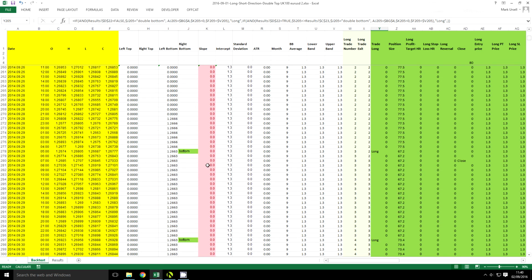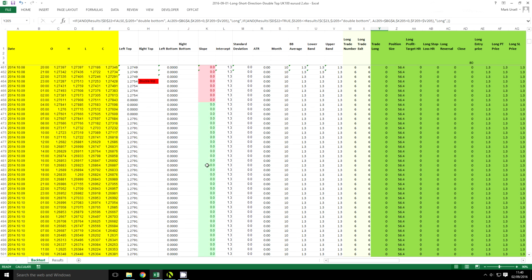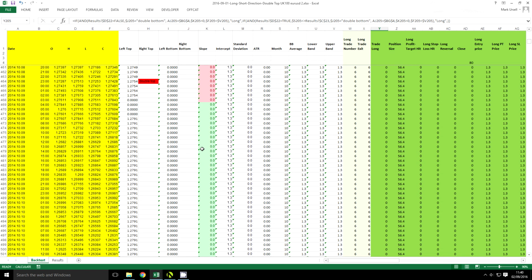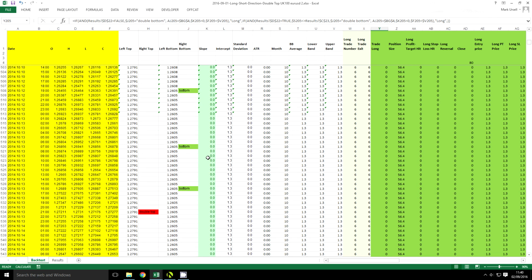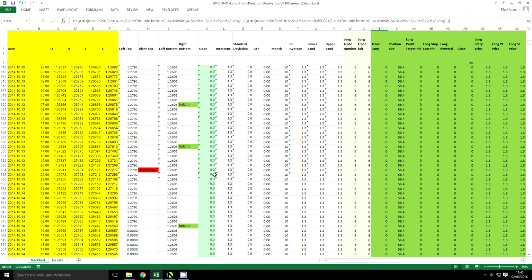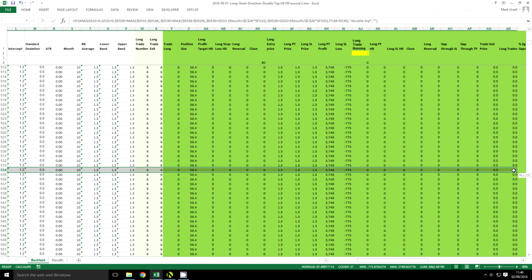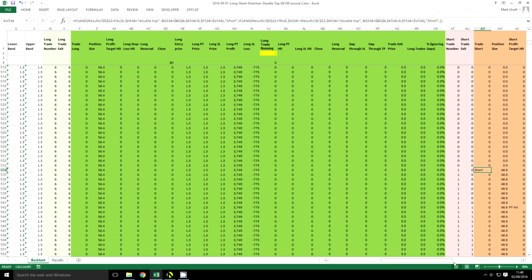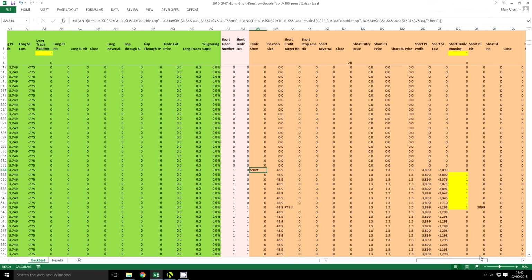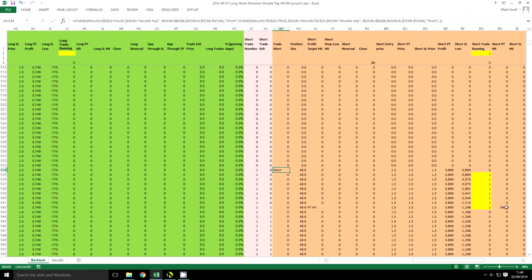Now, when this linear regression slope, again, I'm going to scroll down here, starts to point upwards, I'm going to change my outlook. I'm going to be looking for short entries. And when I have a double top here, I've got the potential for a short entry. Now, I scroll across the screen here. You can see, indeed, this is what happens here. We have a short entry and we have a profitable trade.